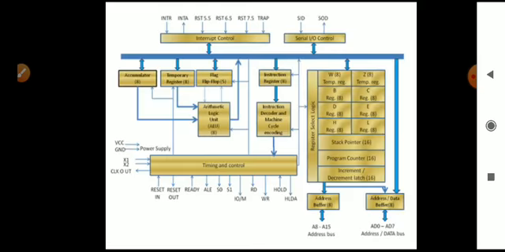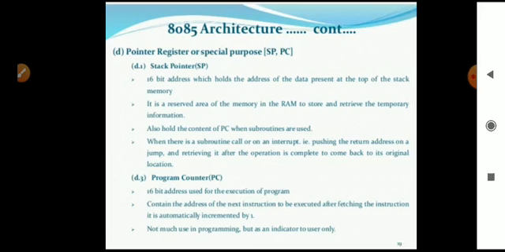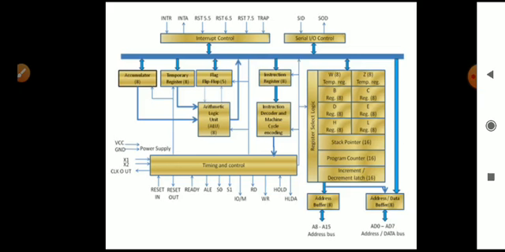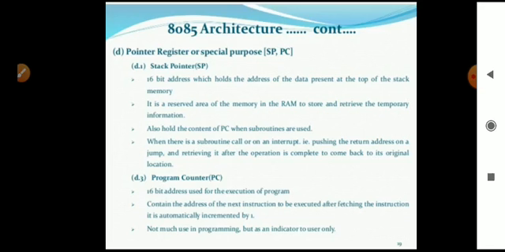Then moving forward, we are talking about the special purpose registers, which are at the bottom of the register segment, that is the stack pointer and program counter. They are 16-bit registers. The stack pointer holds the address of the data present at the top of the stack memory. Basically, it is a reserved area of memory in RAM to store and retrieve temporary information. It also holds the contents of the program counter during a subroutine.